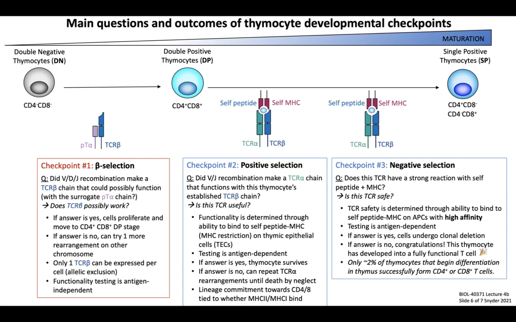I want to emphasize the fact that between gene recombination and all of these checkpoints that test the functionality and safety of TCRs, a very small proportion of only about 2% of initial thymocytes that begin T cell differentiation actually mature into single positive T cells. So these checkpoints are essential in removing the vast majority of thymocytes, which express either non-functional or potentially dangerous, as in autoreactive, TCRs from the T cell pool.